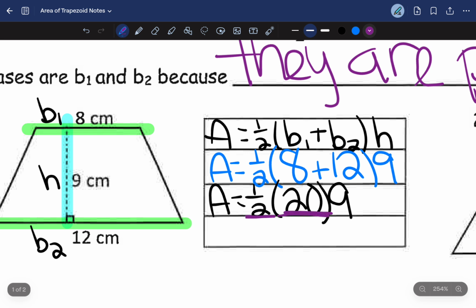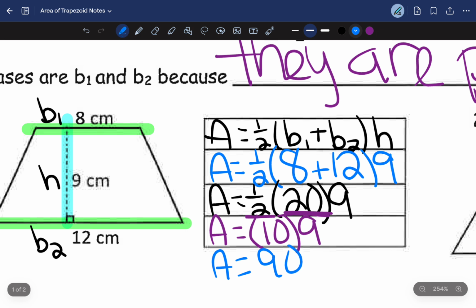So I'm going to half 20, which gives me 10. A equals, in parentheses, 10, and then 9. Remember, if there is no sign between those two numbers, that means to multiply. So I'm going to write A equals 90. And I'm going to go back and look at my units. And it's centimeters, and remember, area is squared because we're technically multiplying by 2 dimensions.